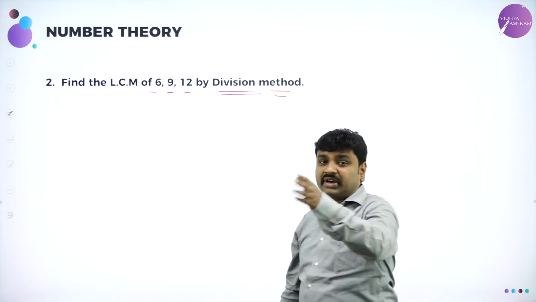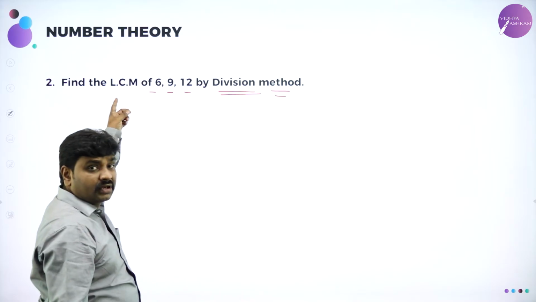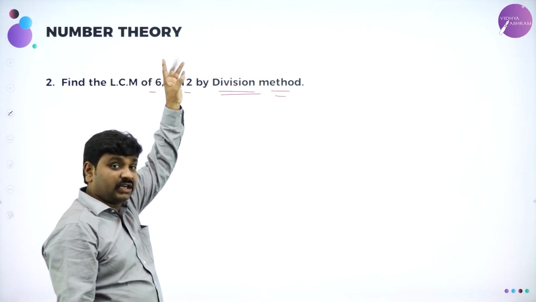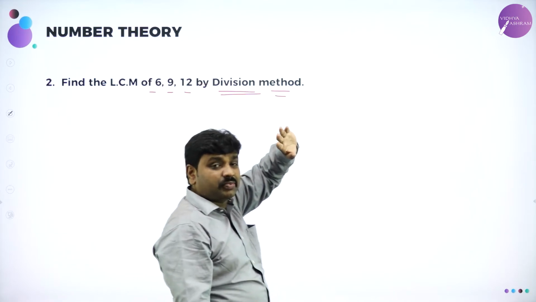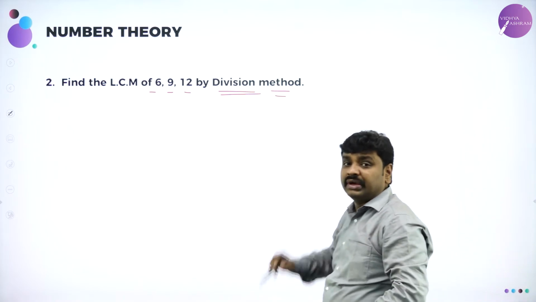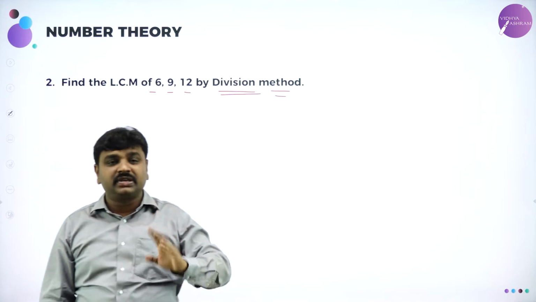Because there we have to divide separately, here you can do it at a time. Now they want you to find the LCM of the same numbers, 6, 9, 12, for which we already found the LCM by the factorization method. Now they are asking you to find the LCM by a different method. What method are they asking for? Division method.